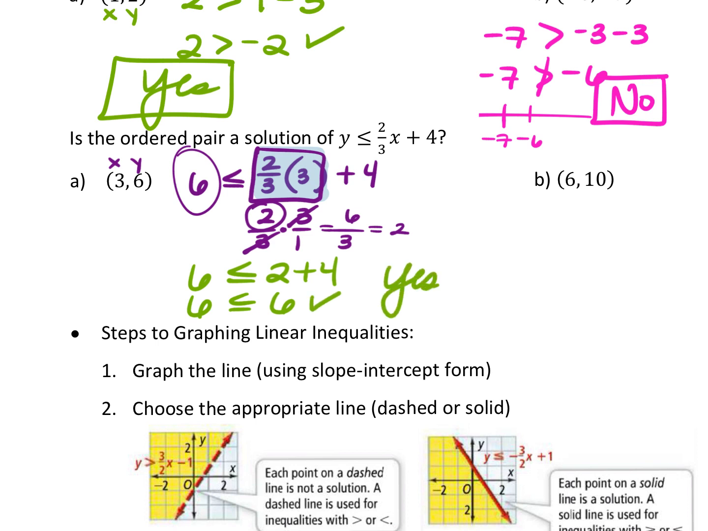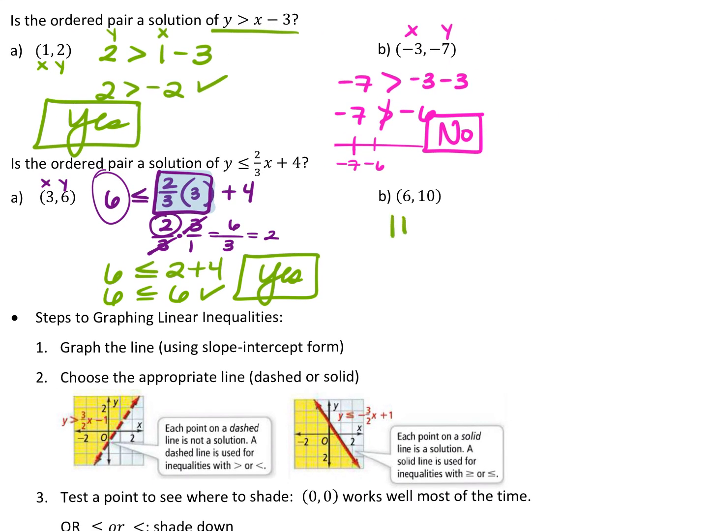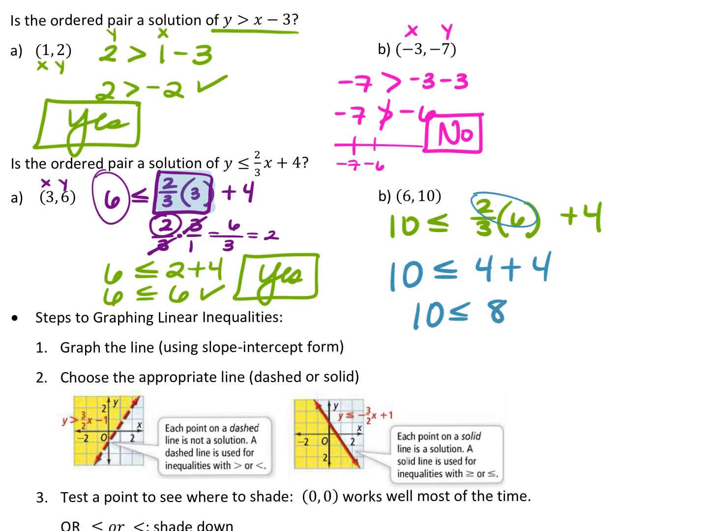So this checks out. This would be yes, that is a solution. Okay, try the next one. 10 is less than or equal to 2/3 times 6 plus 4. So what is 2/3 times 6? It's 4, right? You're going 2 times 6 is 12, and 12 divided by 3 is 4. So 10 is less than or equal to 4 plus 4, or 10 is less than or equal to 8. Is that true? No. So this is not a solution.